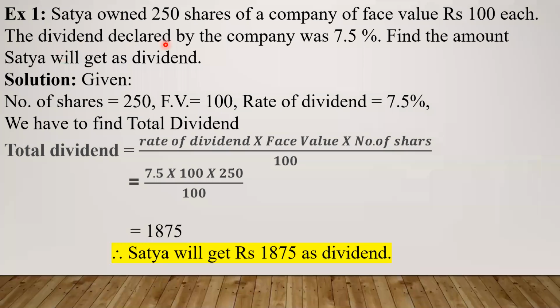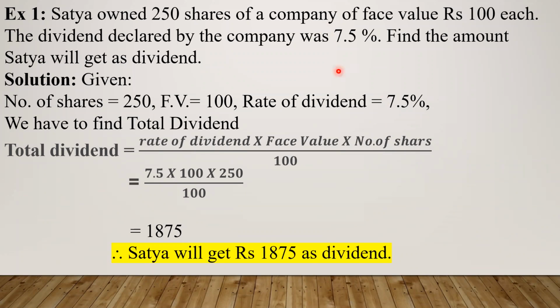The dividend declared by the company was 7.5%. So it is rate of dividend. As I told you, rate of dividend is always expressed as a percentage. So rate of dividend is equal to 7.5%. And it is always expressed as a percentage of face value. So it is 7.5% of face value.